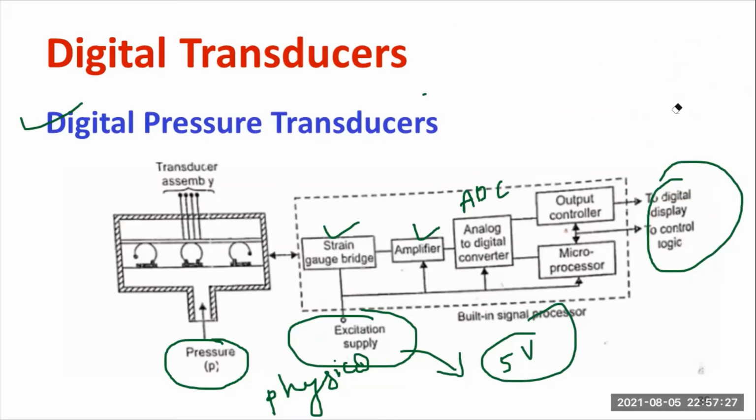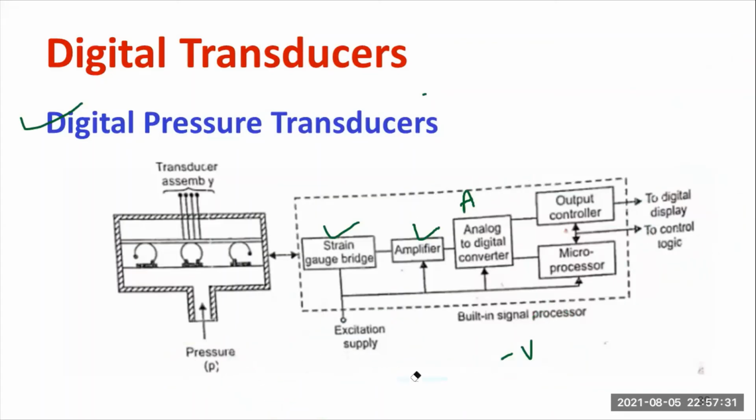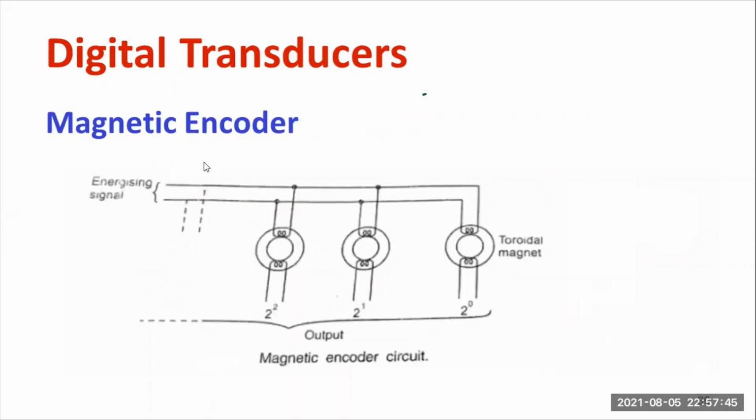In the exam they may ask you to explain the working principle of a digital pressure transducer. You have to mention the different stages and how the analog quantities are converted into digital quantities in the transducer, and also how the entire system operates. These are the responsibilities whenever you explain this particular topic.